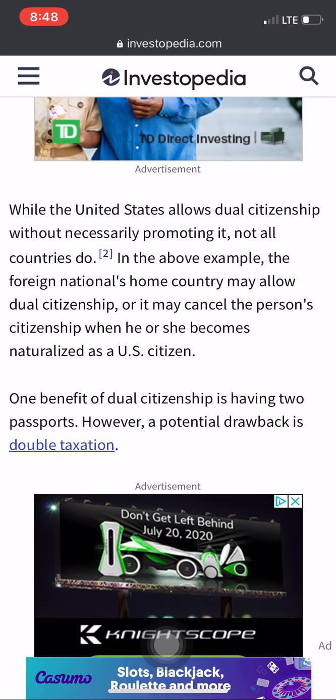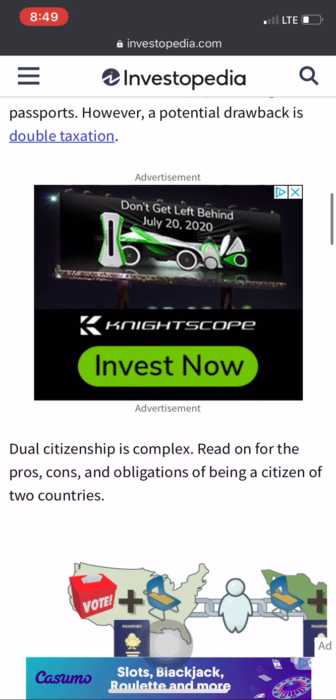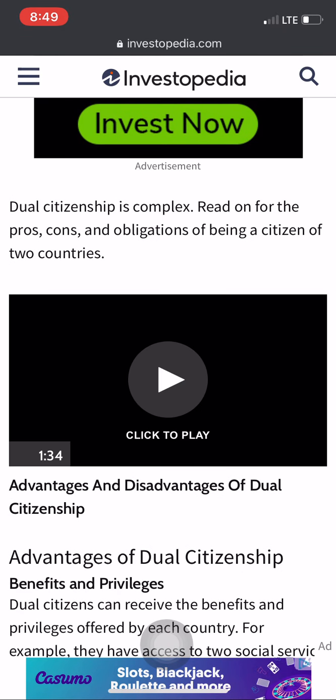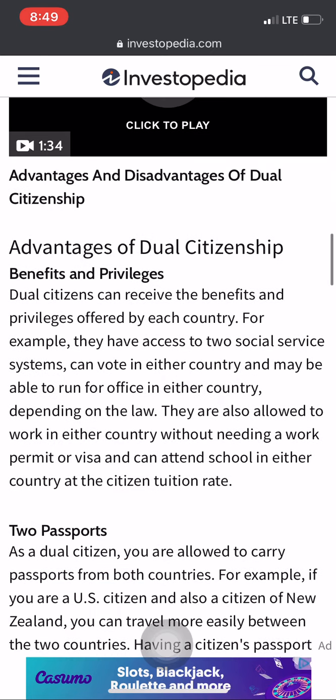One benefit of dual citizenship is having two passports. However, a potential drawback is double taxation. So people always just try to look at the positive sides of things, and that's why they say that you get two passports. But yeah, double taxation is a very important thing that you need to understand. Dual citizenship is complex. Read on for the pros and cons and obligations of being a citizen of two countries.